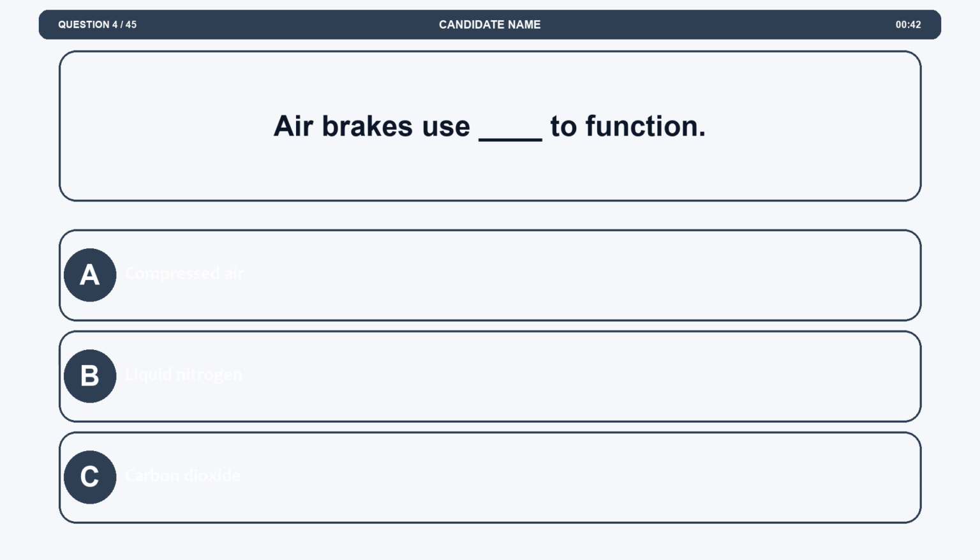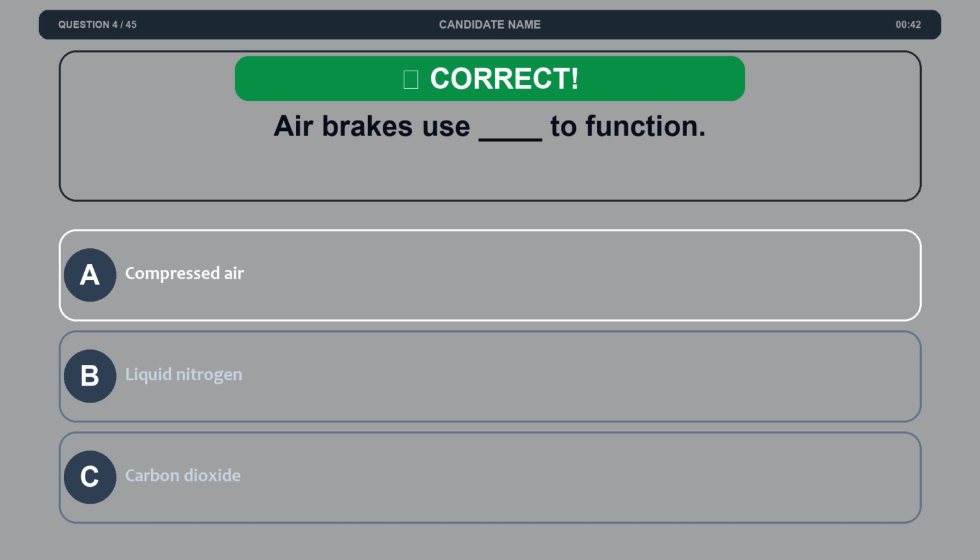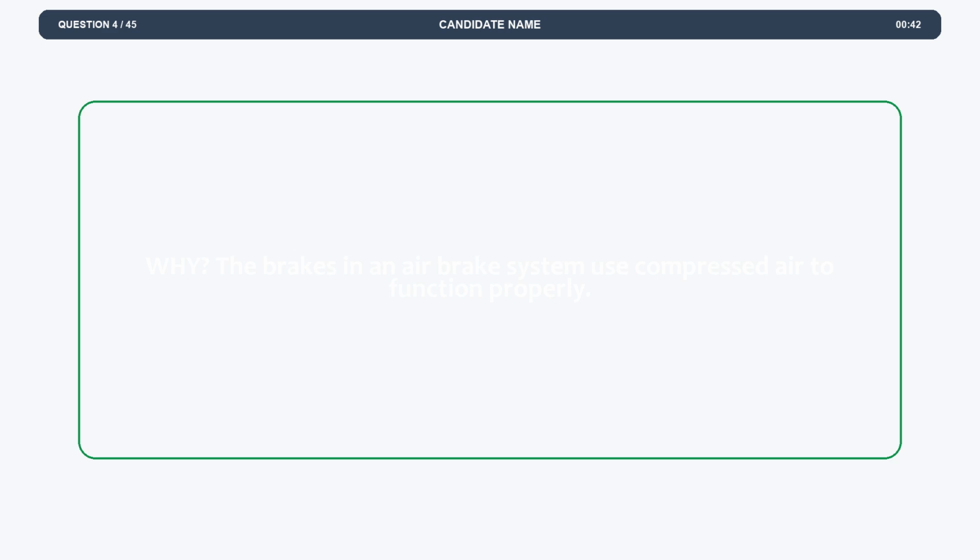Question 4. Air brakes use blank to function. Option A. Compressed air. Option B. Liquid nitrogen. Option C. Carbon dioxide. The correct answer is option A. Compressed air. Explanation. The brakes in an air brake system use compressed air to function properly.